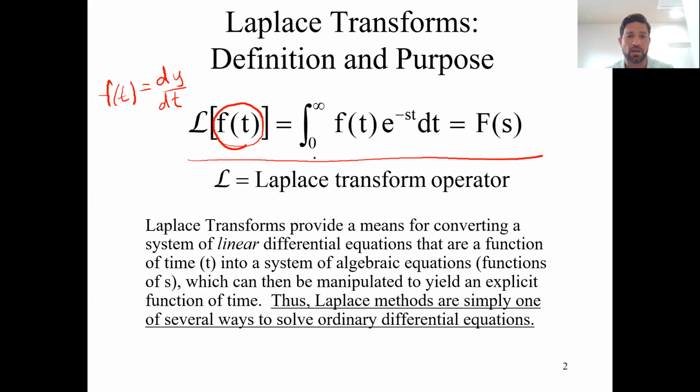So to apply the Laplace operator, we're going to take the integral of the function that we're taking the operator of, integral from 0 to infinity, of e raised to the negative st dt. And what this is going to do is convert from the function of time to the function in what's called the Laplace domain, right? So this is going to be the function in the Laplace domain. Function in time to function in the Laplace domain. And we'll see what that is.